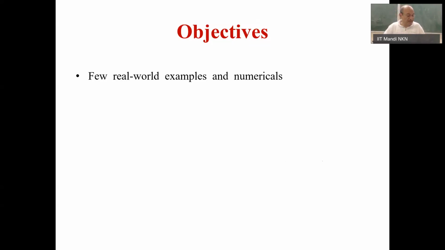So let's begin with chapter number 1, and there are something like 15 examples from the 10 chapters, and let's begin with the first example.